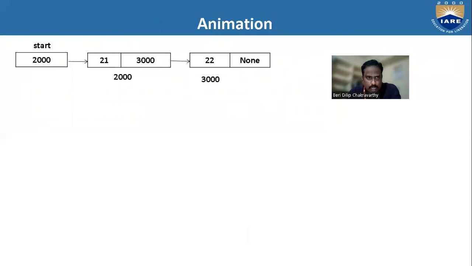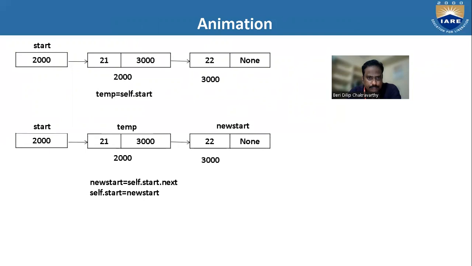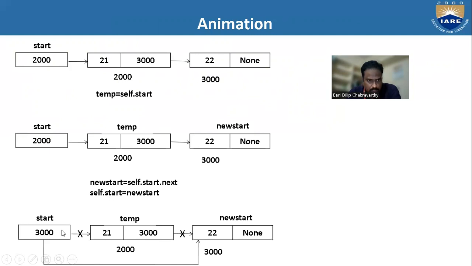Okay. See the animation, you will get a clear idea. First, the list is like this: 21, 22. Okay. So what I'm doing is I'm trying to delete this. If I'm trying to delete this, here I need to get the address as 3000. Observe here, I just got 3000. I'm just removing this.